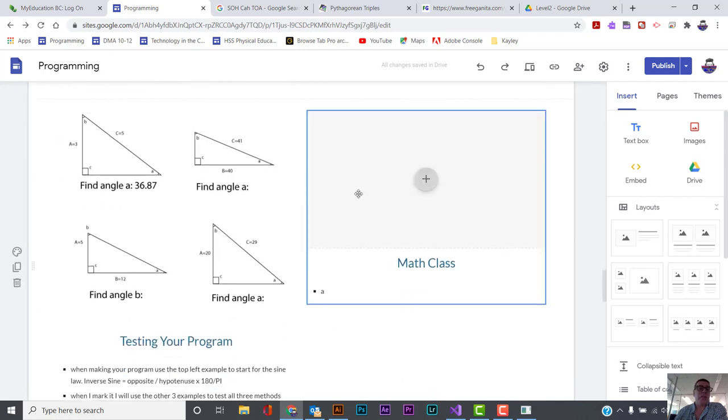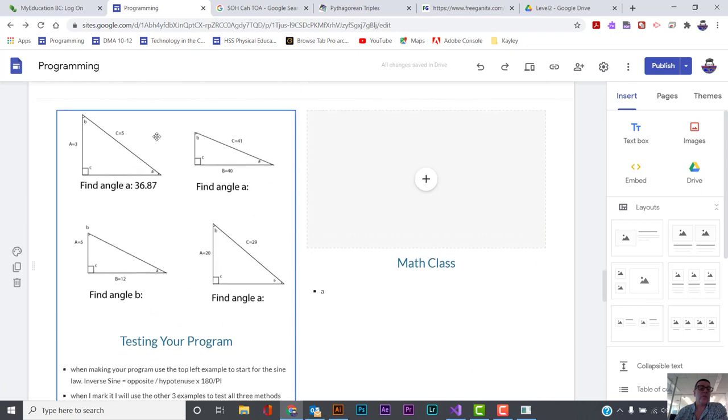I've got three examples. So one of the first ways to start is check against this one, right? So I've got angle A, and that is the opposite. That's the hypotenuse. So this would be using the sine law. And the angle, when you figure it out, is 36.87. Try it for this one, for the sine law. And if you can get that, you'll be on the right track. You should be able to do it for the cos law and the tangent law as well.